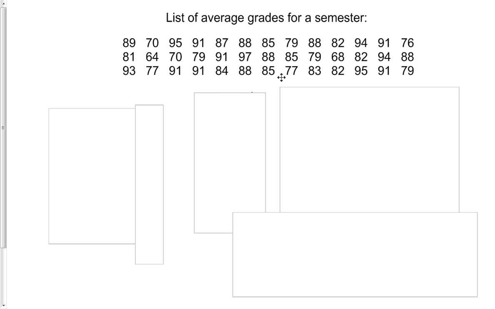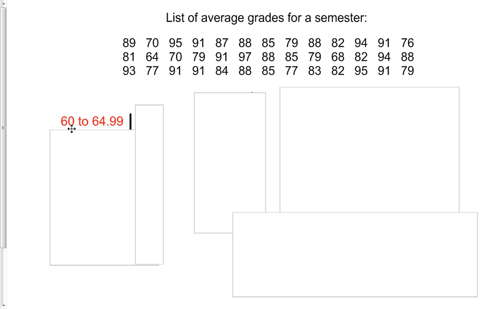Now let's take a look at an even larger list of average grades for the semester. This time we have 39 different numbers. Now when you start to get to numbers like that, stem plots start to become less feasible. So we have a new thing that we're going to use called a histogram. However, before we do that, we need to put our data into chunks, just like we did with our stem plot, except this time we'll use a table.